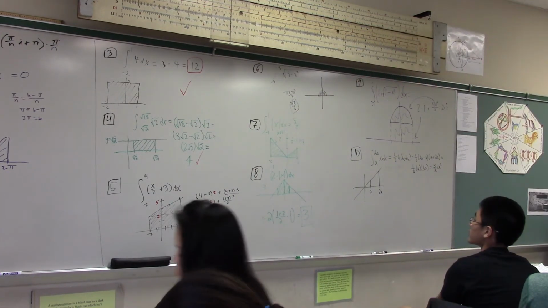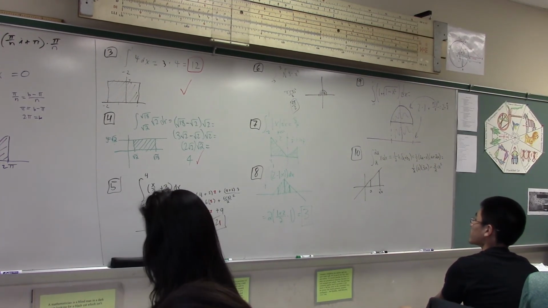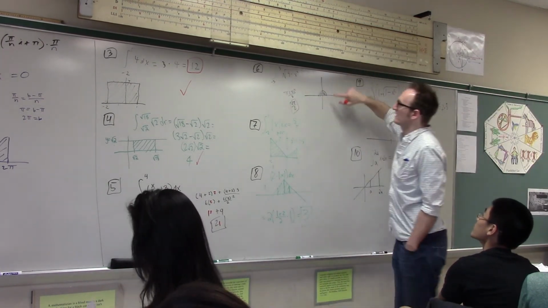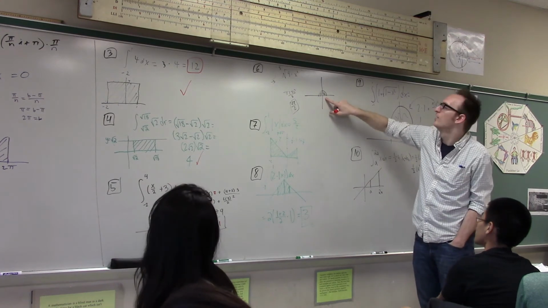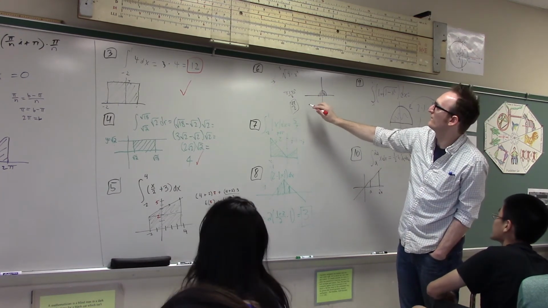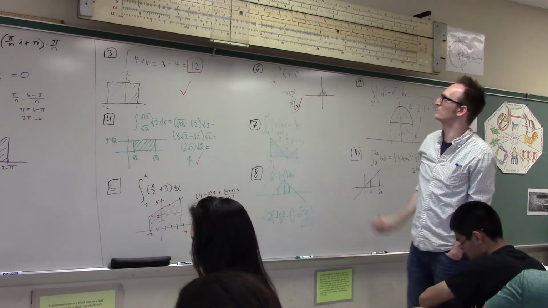Number 9 is the integral from -3 to 3 of root 9 minus x squared. Okay, we did problems like this before. Root 9 minus x squared is just a semicircle with radius 3. So that's going to have area 9 pi, and then divided by 2 because it's just the top half.